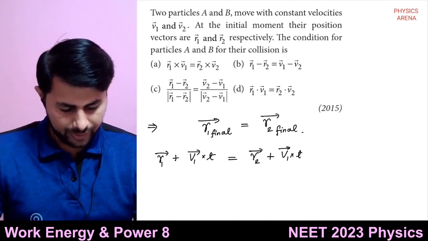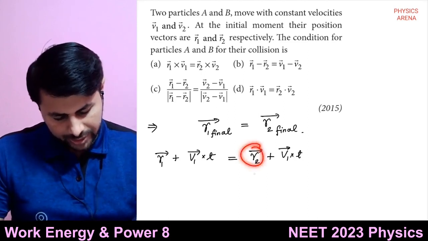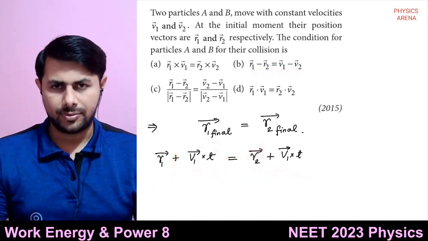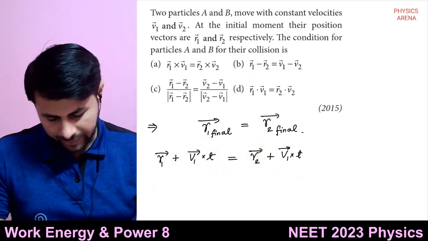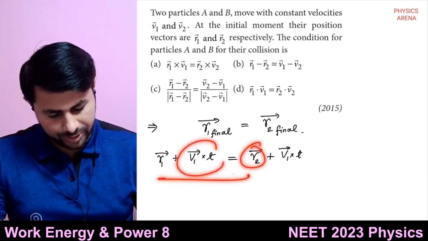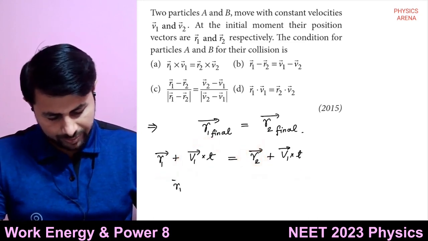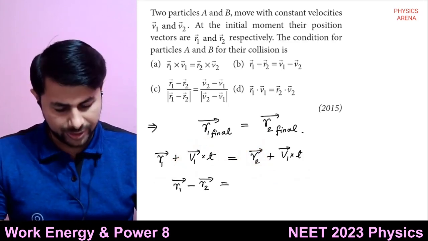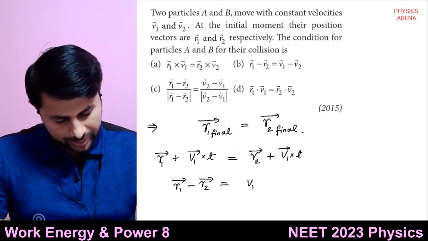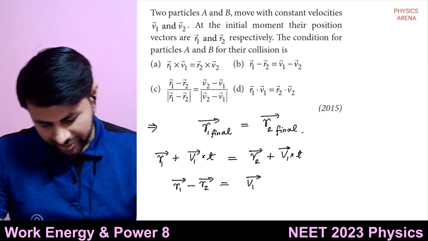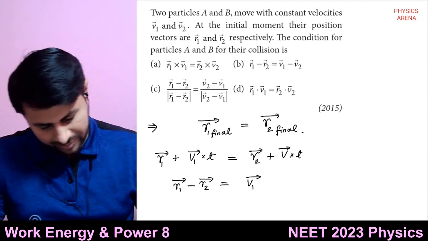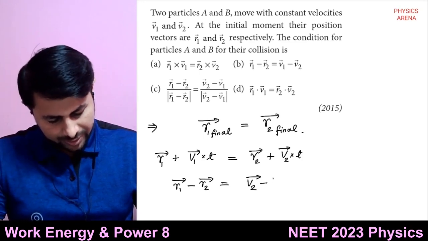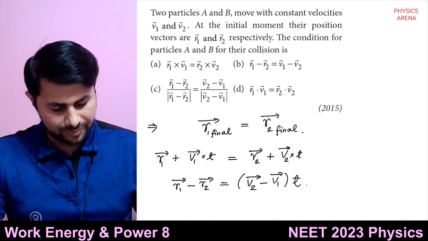Okay, so then move this on left, move this on right. Why? Because options are telling you to do so. Okay, so if I move this towards left, move this towards right, what do I get? I get r1 bar minus r2 bar is equal to, because there are some options like this, v1, oh, I wrote v1 only, this is v2, so it is v2 bar minus v1 bar multiplied by t.